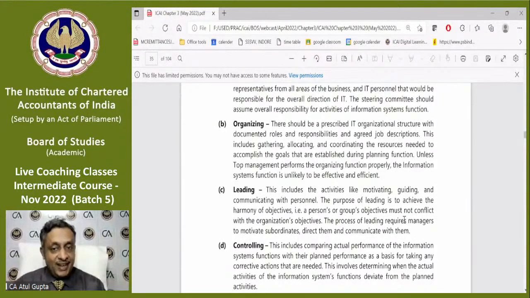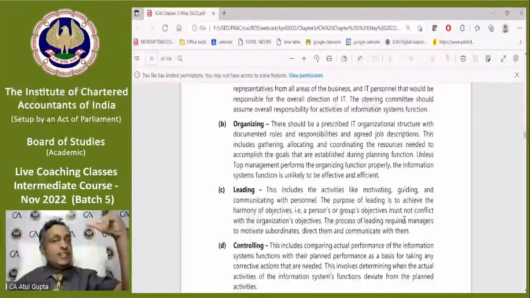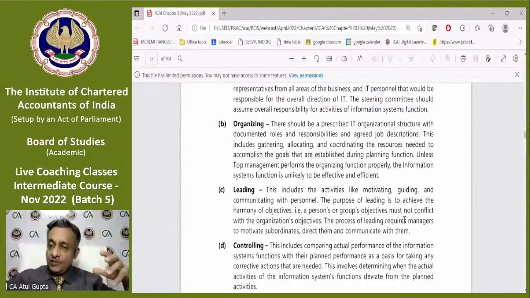Then leading. This includes activities like motivating, guiding, and communicating with the person. Fantastic. I'm making the job easier for you. Our board of studies is doing a phenomenal job. In fact, you must be seeing that many of the faculty and council members are taking special 10-15 minute sessions as a part of these live video classes to motivate you and guide you on how to read, how to go about leading. So when these video coaching classes or live video classes are implemented, what shall be the leadership purposes and objectives that I want you to write.